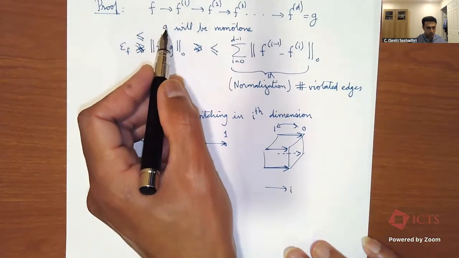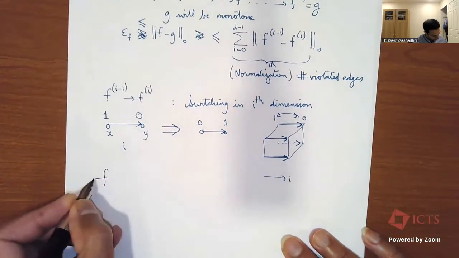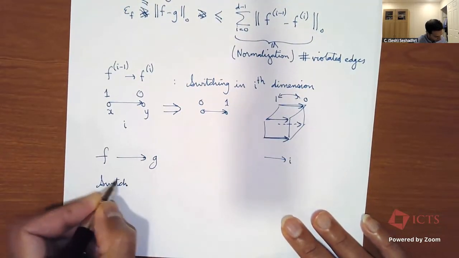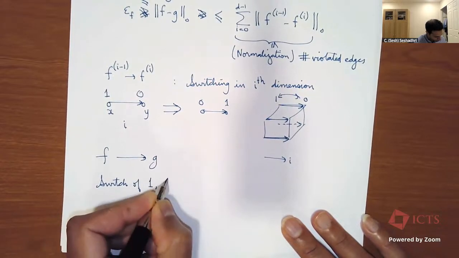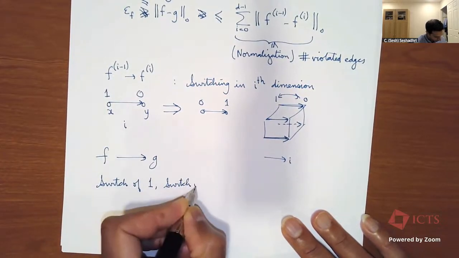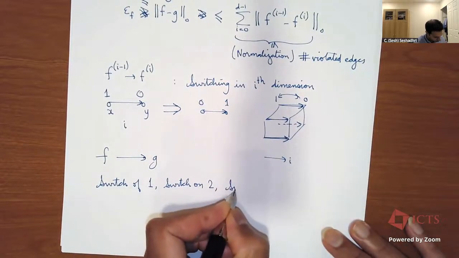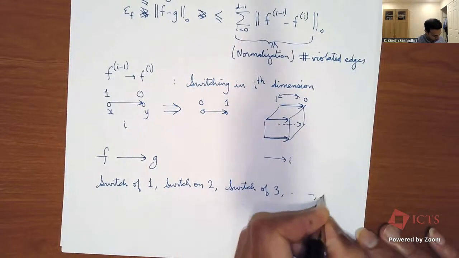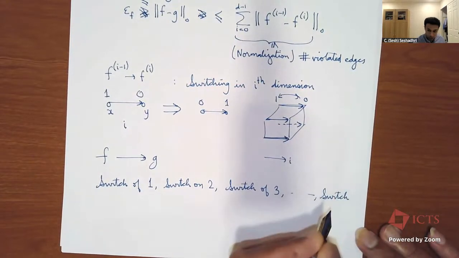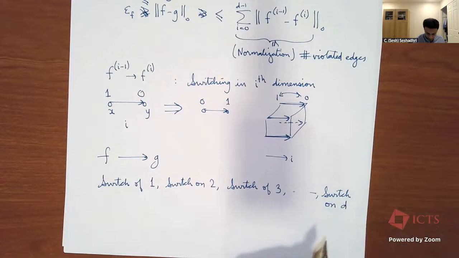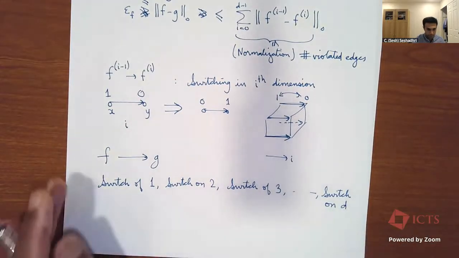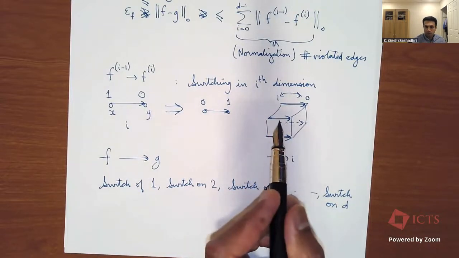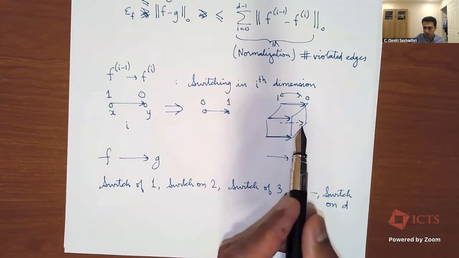So the way this process works is that from f to g, it's switch on 1, switch on 2, switch on 3, and so on and so forth, until we switch on the dth dimension. So what this is doing is that I'm going to fix the violations in each dimension in order.